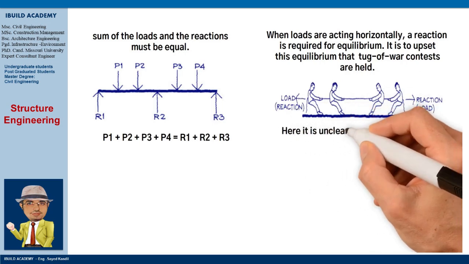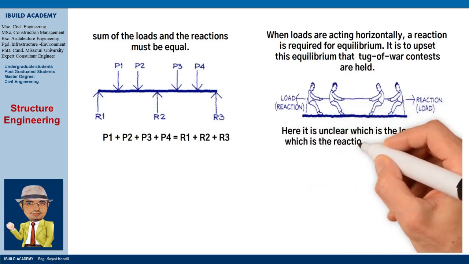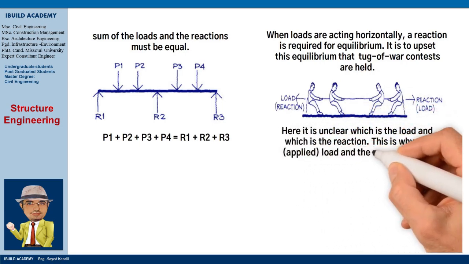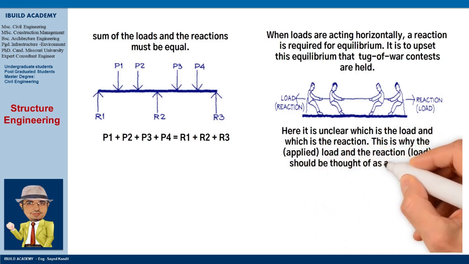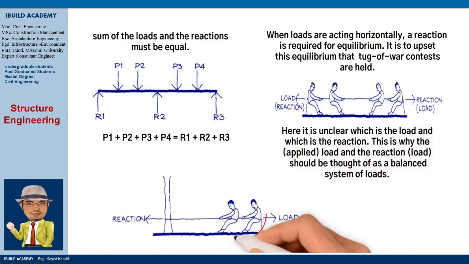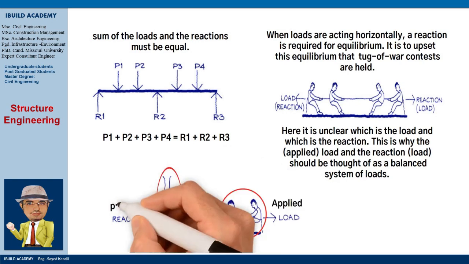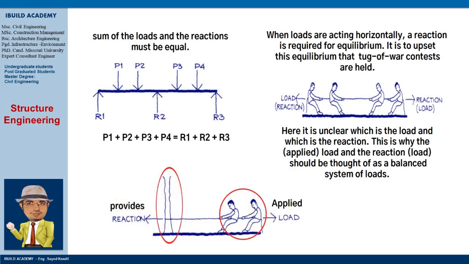Here it is unclear which is the load and which is the reaction. This is why the applied load and the reaction load should be thought of as a balanced system of loads. Here the pull of the team is the applied load and the tree provides the reaction load. Not only are there vertical and horizontal reactions, there are also moment reactions.